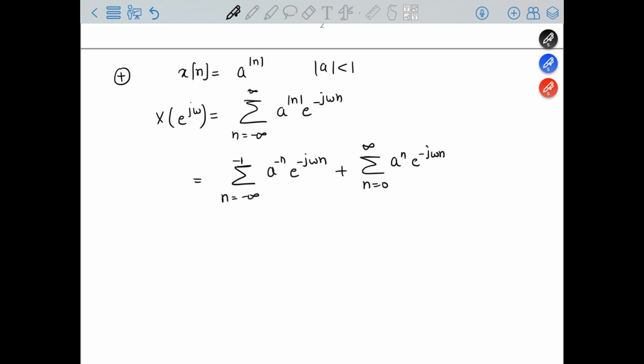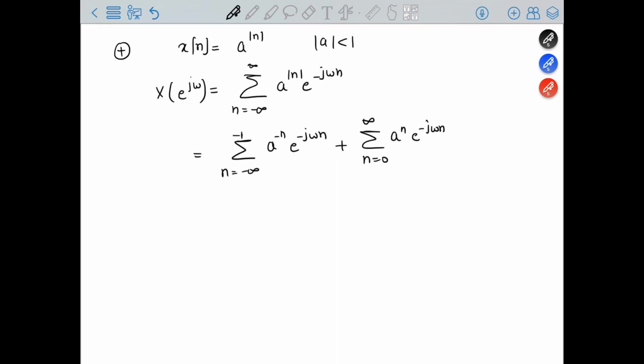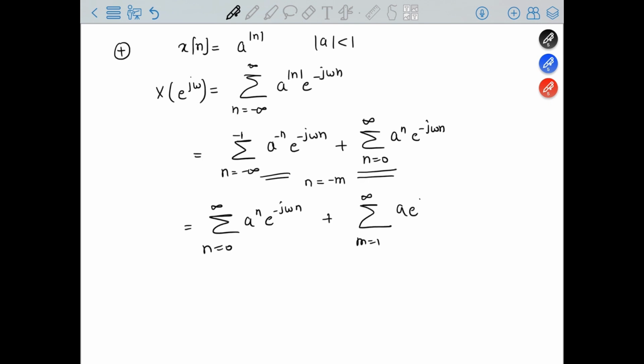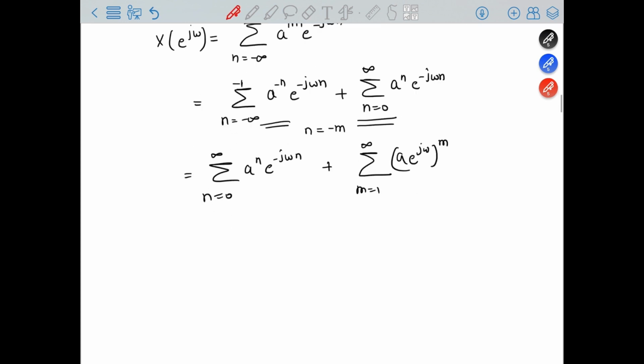So now for this case we can directly write it as the sum over n equals 0 to infinity of a raised to the power n e raised to the power minus j omega n, and for this case we will replace n with minus of m. So what will it result in? It will result in the sum over m equals 1 to infinity of a e raised to the power j omega m. Now we'll again apply the geometric series formula.